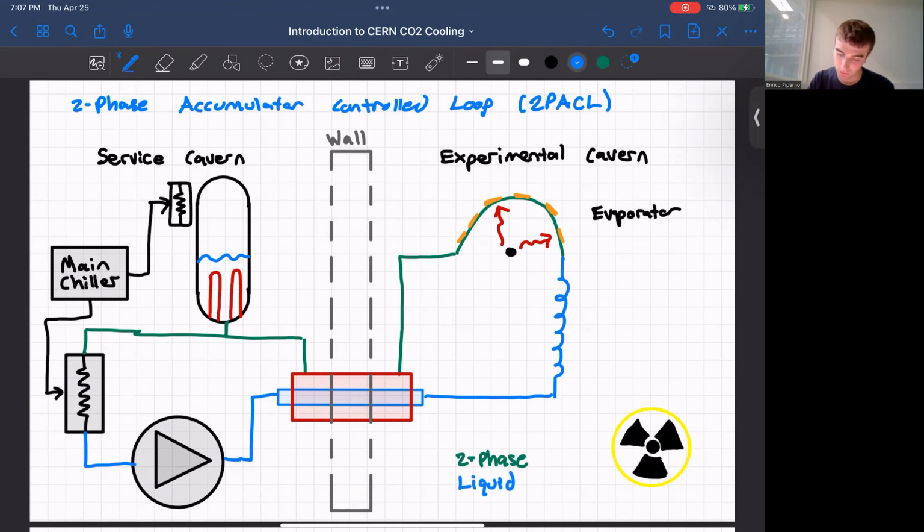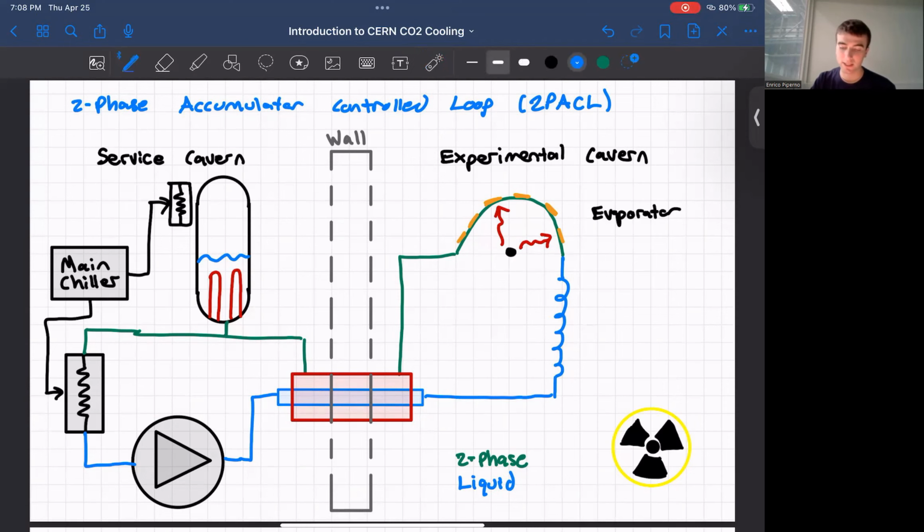The reason why we use two-phase at the evaporator is because two-phase has isothermal properties, which means that at the inlet and outlet of the evaporator, we are at the same temperature, because as you're boiling, the temperature remains consistent. Also, two-phase has a high heat transfer coefficient, which means heat from the silicon sensors is efficiently transferred inside to the refrigerant.